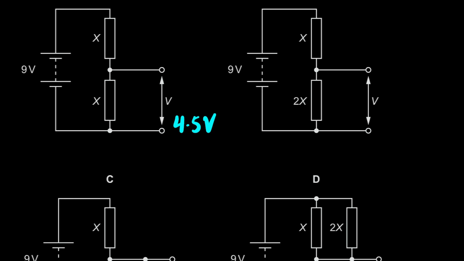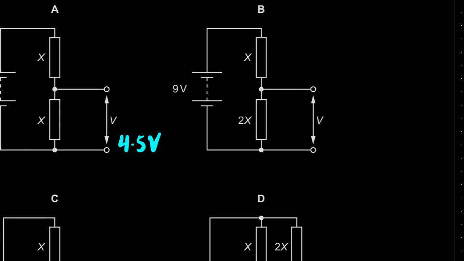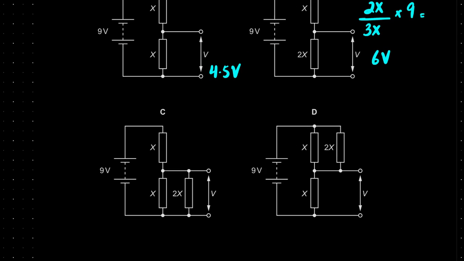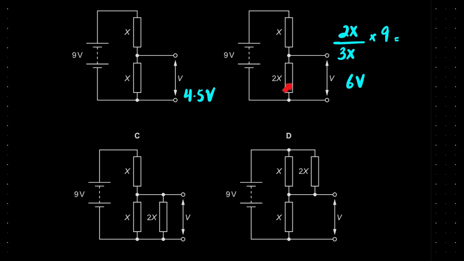In this one, I would have to calculate using voltage division. So I would do 2x over the total resistance 3x times 9, which is going to be 6 volts in this case. Similarly for C, there is X and 2x in parallel. You might choose to do this, but you can also obviously see that if you compare both of these, 2x, and now imagine that the only change between B and C is now this X resistor in parallel. Because this resistance is in parallel, this is going to make the resistance go down, and hence also the voltage is going to go down, so it can't be C.